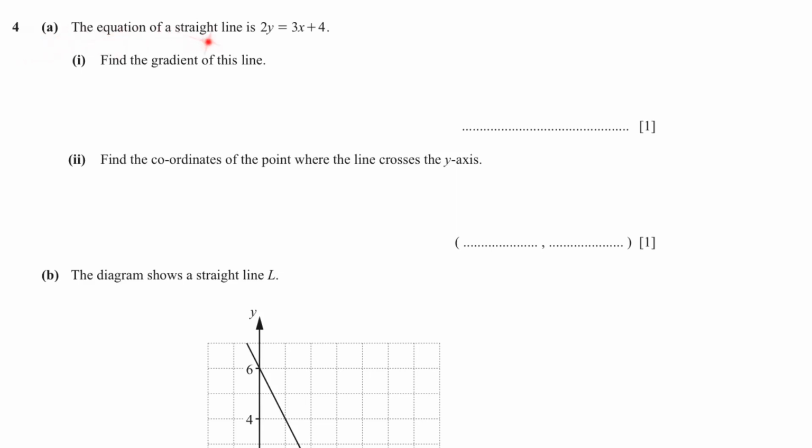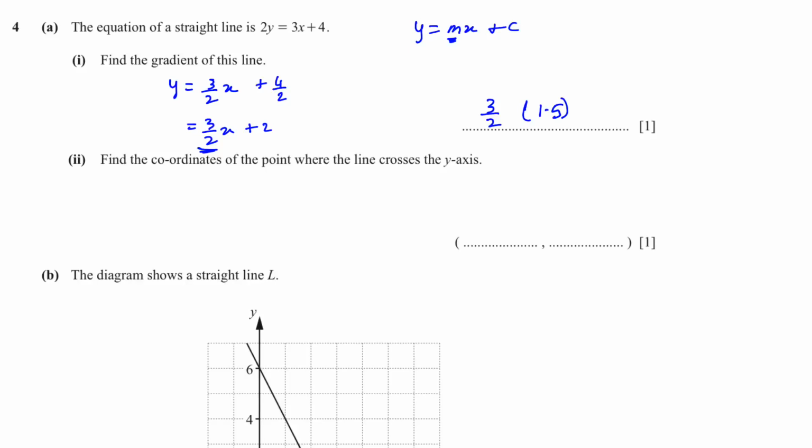4a. The equation of a straight line is 2y is equal to 3x plus 4. Write the equation in the form y is equal to mx plus c, where m is your gradient. So y is equal to 3 over 2x plus 4 over 2. So 3 over 2x plus 2. We can see that our gradient is 3 over 2, or we can write it as 1.5.